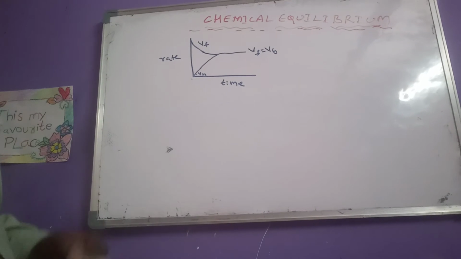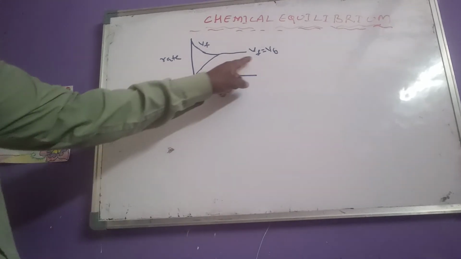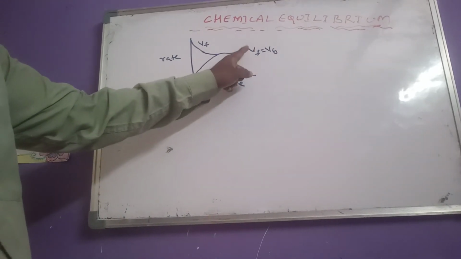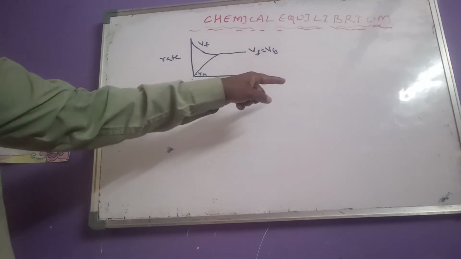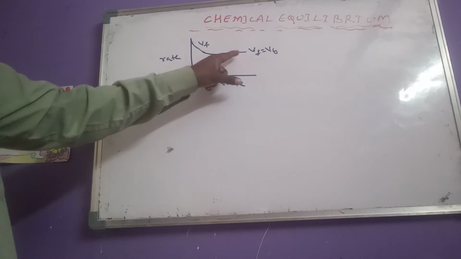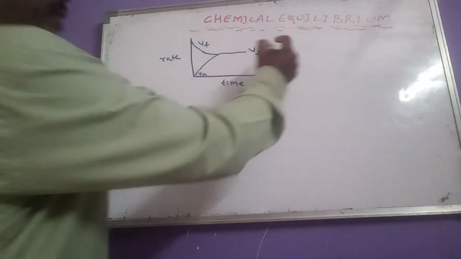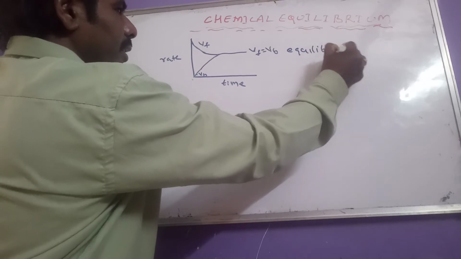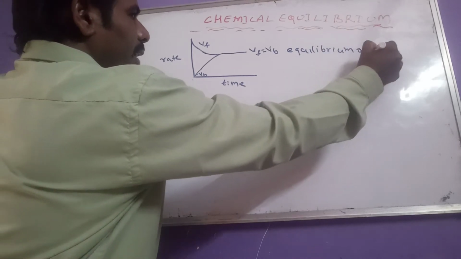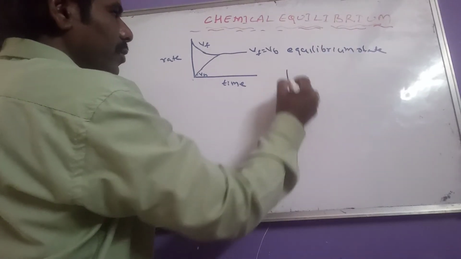That state is known as the equilibrium state. So what is the definition? The state at which the velocities of both forward and backward reactions are equal is called the equilibrium state.